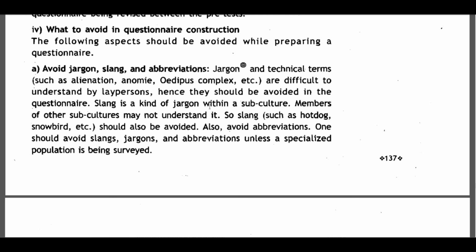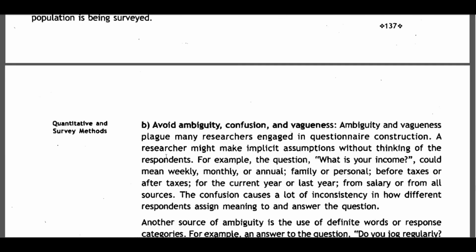A slang is a kind of jargon within a subculture. Members of other subcultures may not understand it. So, slang such as hot dog, snowbird, etc. should be avoided. Also, avoid abbreviation. One should avoid slang, jargon, and abbreviation unless a specialized population is being surveyed.